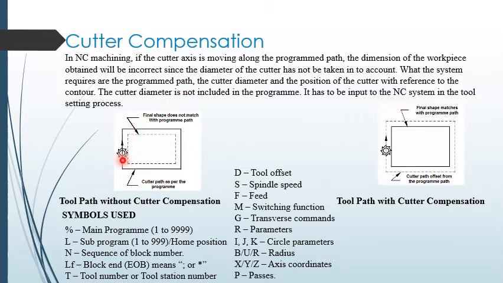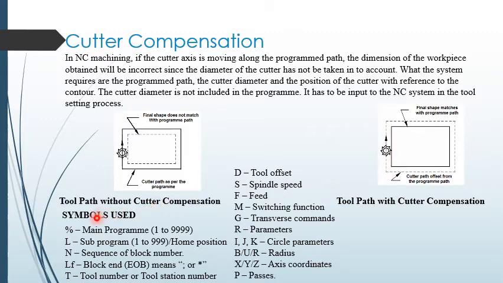There are two different figures. If we have a tool path without cutter compensation, this is our desired size, but if we directly move the cutter in this direction, then we will get this final shape, which will not be the correct form. If we compensate the diameter of the tool, then what we get will be equal to what we have cut with our tool.